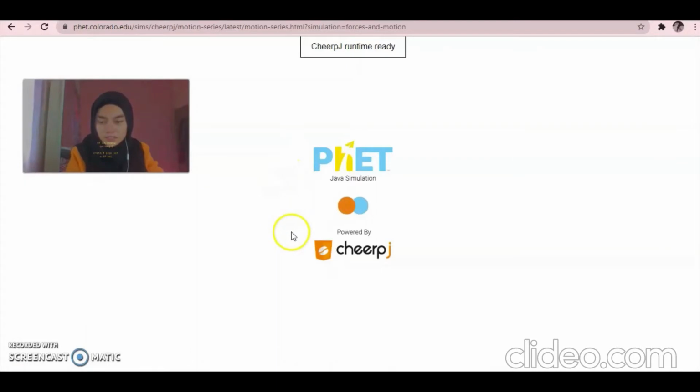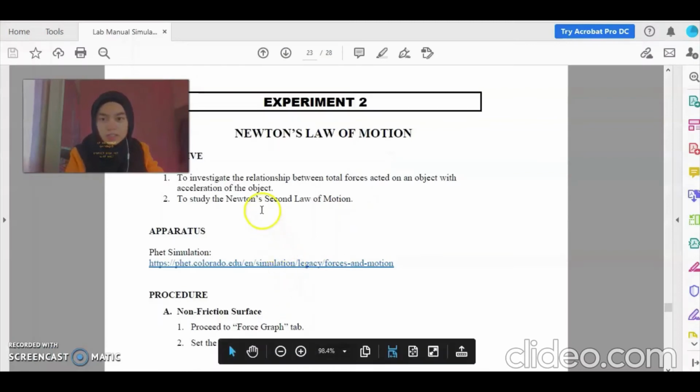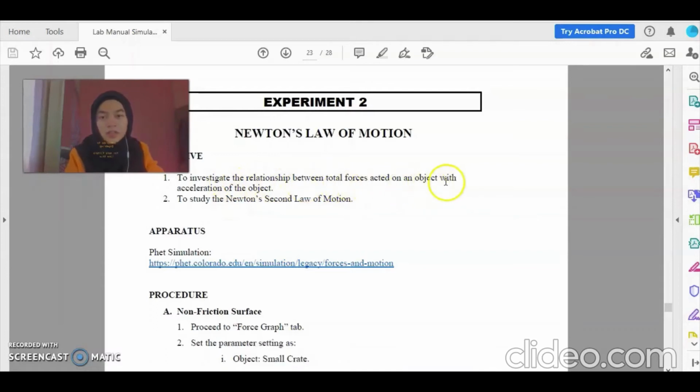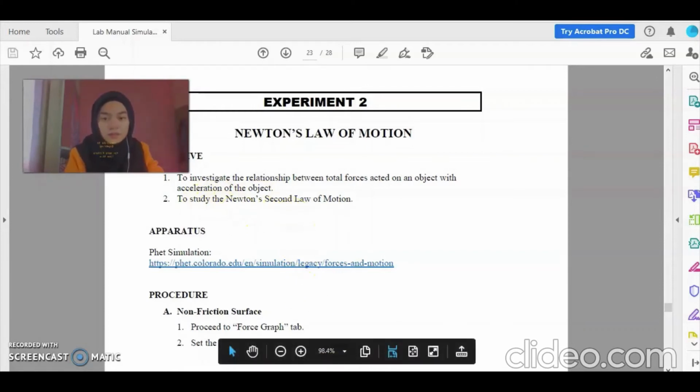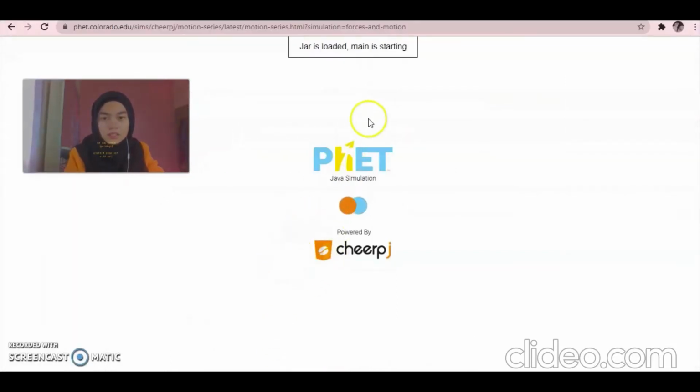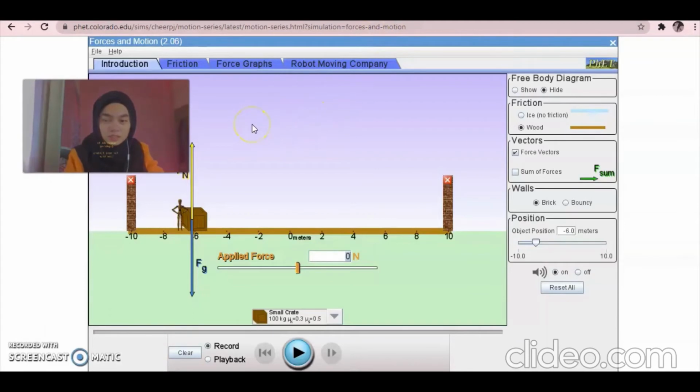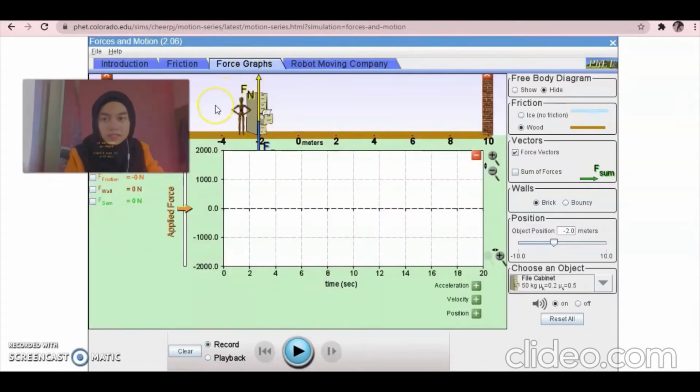This simulation is conducted according to the objective of this experiment, which is to investigate the relationship between total force acting on an object with the acceleration of the object, and to study Newton's second law of motion. When the simulation has completely loaded, it will bring us to this page. Proceed on clicking force graph, and this simulation will be shown. This simulation is the simulation we use for the experiment.